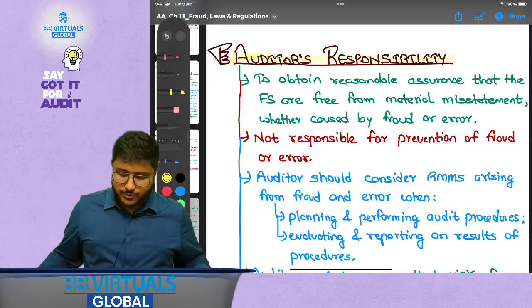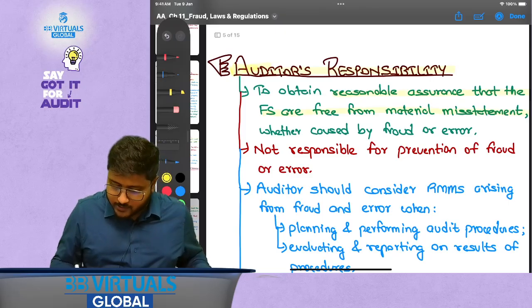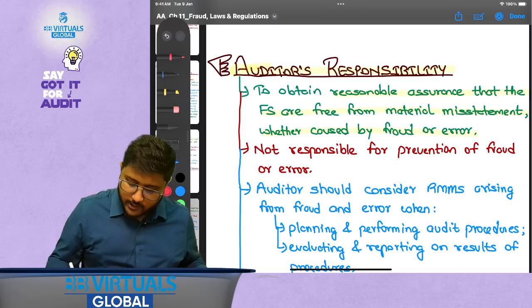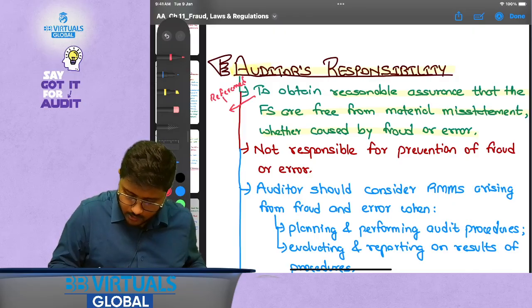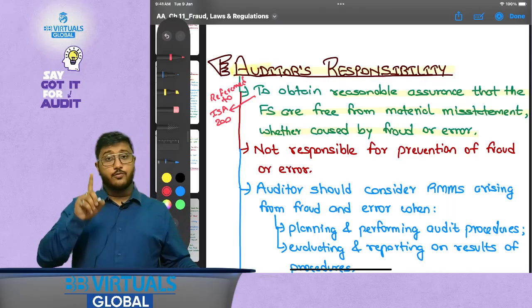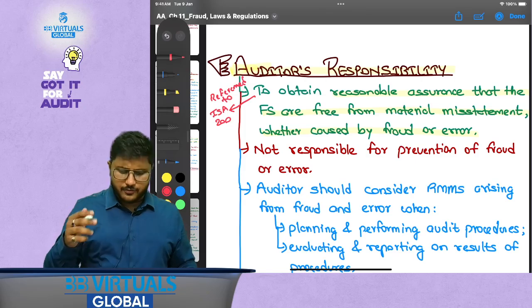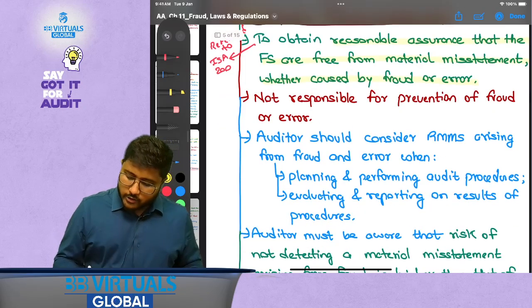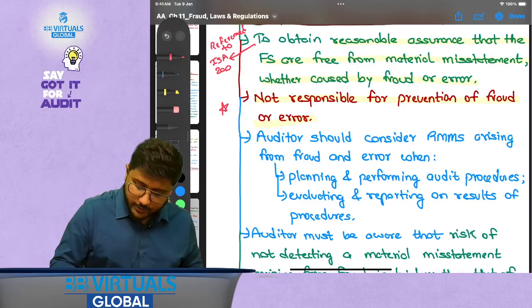No, that is not true. To obtain reasonable assurance that the financial statements are free from material misstatement whether caused by fraud or error, this is also referenced to ISA 200 overall objectives. Do you remember? One of the objectives is to obtain reasonable assurance that financial statements are free from material misstatement, in fact that is the first objective, right? Now, the auditor is not responsible for prevention of fraud or error, and this is the important point that you need to remember.